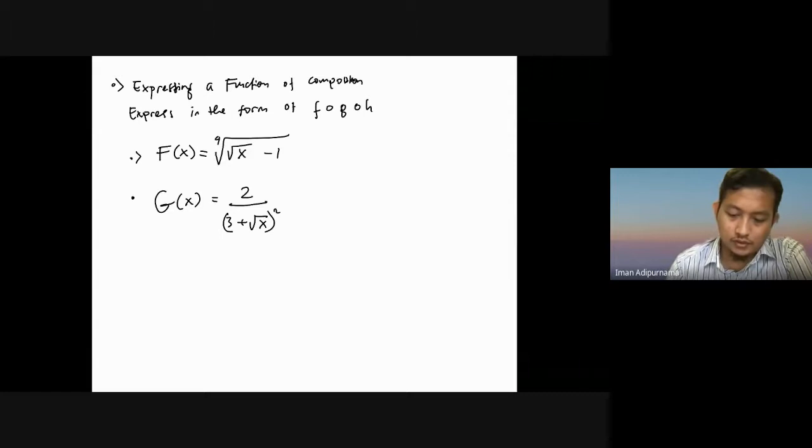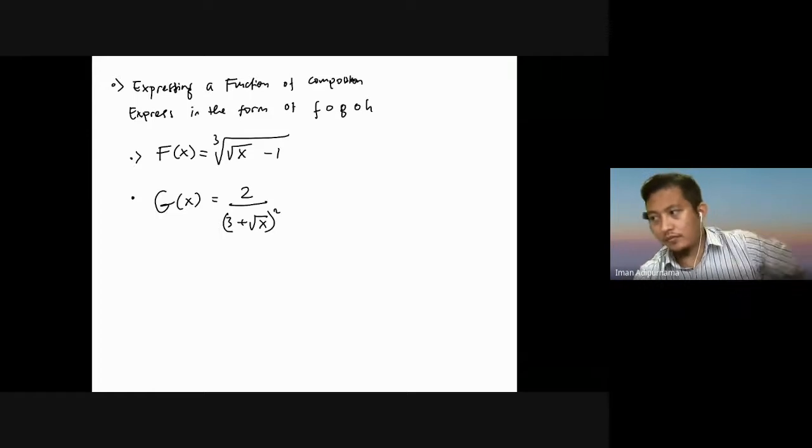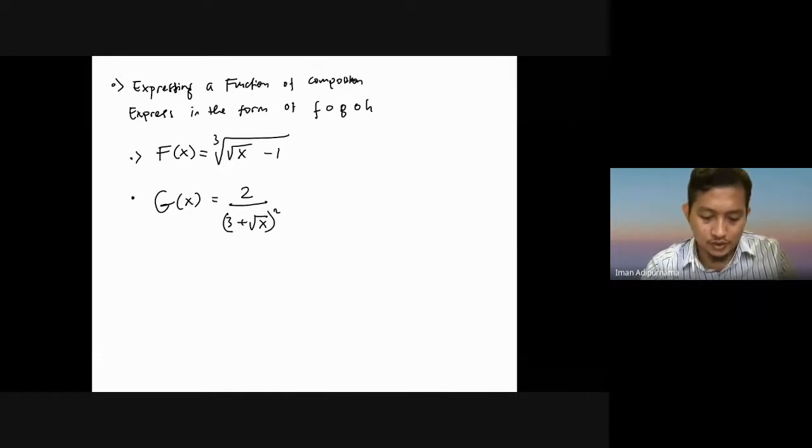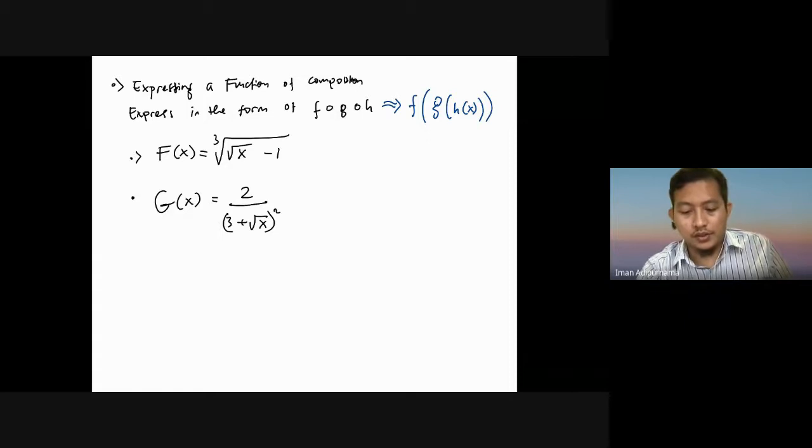Oh, sorry. I think it's not 4, it's 3. I'll give you a few minutes to try. So you can also remember that you need to think from the inside function, which is the h, and then move forward to g, and then you can think of the last function.